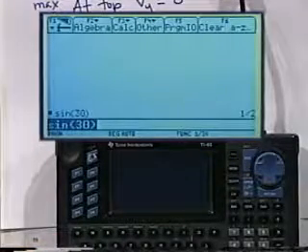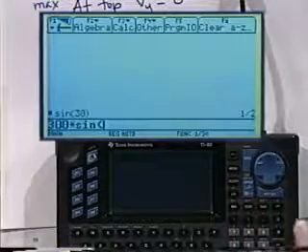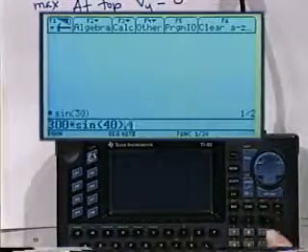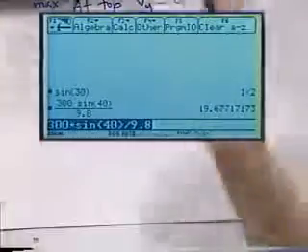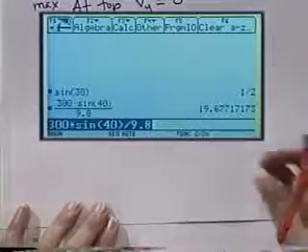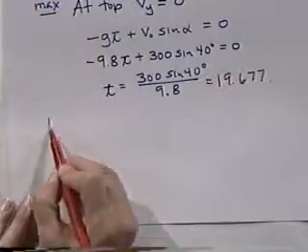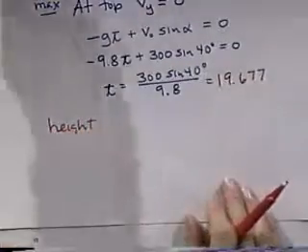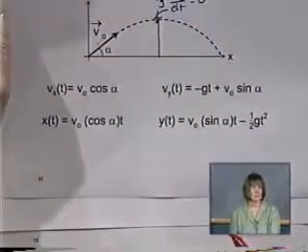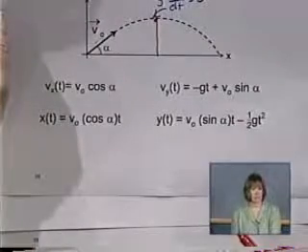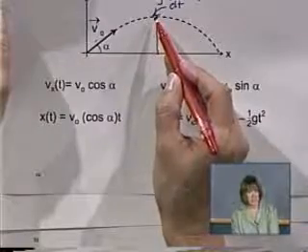All right. So my time is 300 times the sine of 40 degrees divided by 9.8. And so my time is approximately 19.677 seconds. But we want to know the maximum height. So going back and looking at here, what's going to give me the height? The y-coordinate, right? When you plot that point, you go over x, up y. What's my y-coordinate at that point?